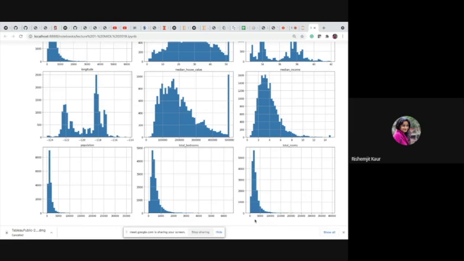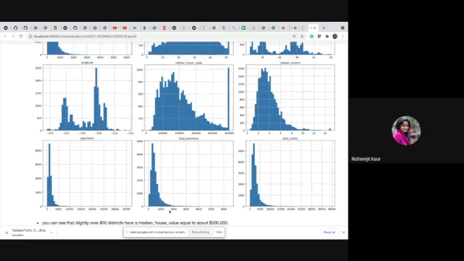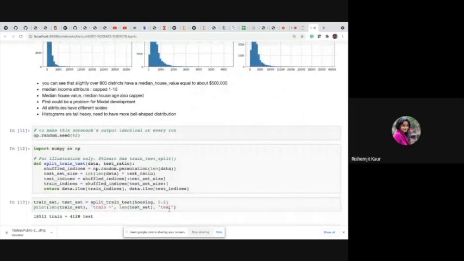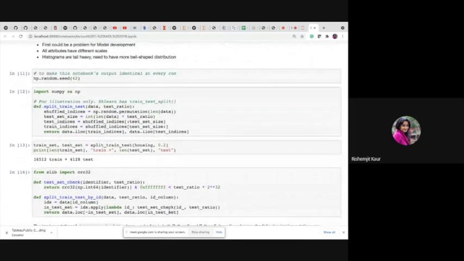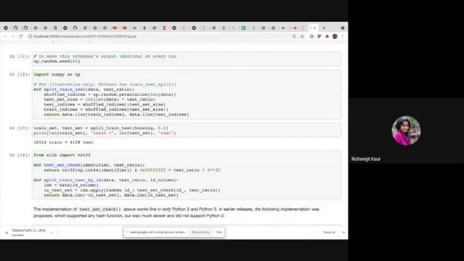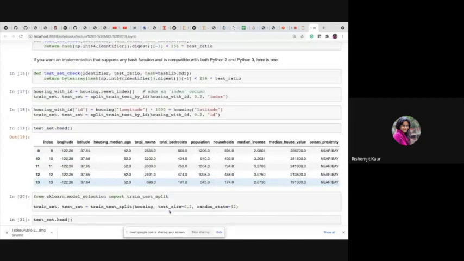Now you'll see that the total number of rooms varies on a completely different scale, and some of these are not even uniformly distributed, they are tail heavy. They need to have a more bell-shaped distribution, right? So after further looking into this, we will try to go into the visualization part of it. I'm going to skip this part for the time being.